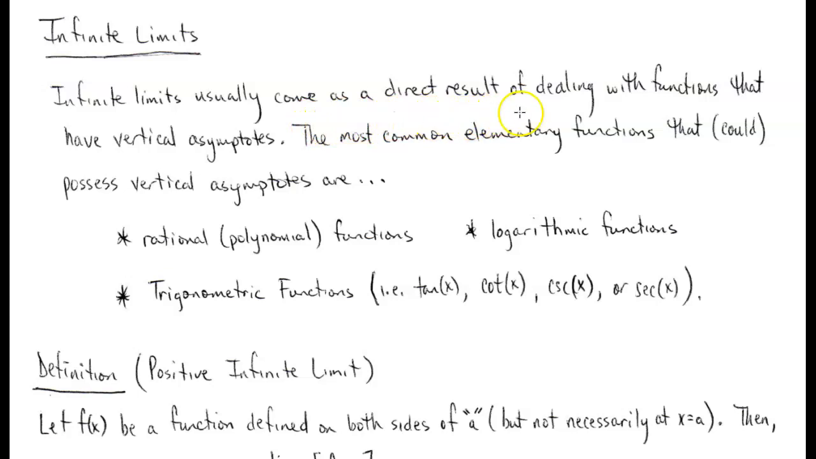Now, infinite limits usually come as a result of dealing with functions that have vertical asymptotes. Like I mentioned before, the most common elementary functions that could possess vertical asymptotes are rational functions, logarithmic functions, and trigonometric functions. Okay. And so in saying what I just said there, I want to make sure that you understand that when we go through this whole process of trying to learn limits, a lot of times I'll have students think that, hey, we're learning how to computationally evaluate limits.